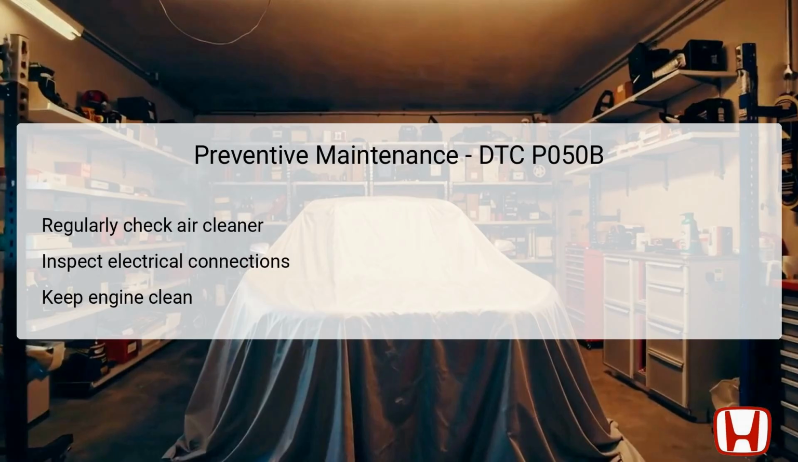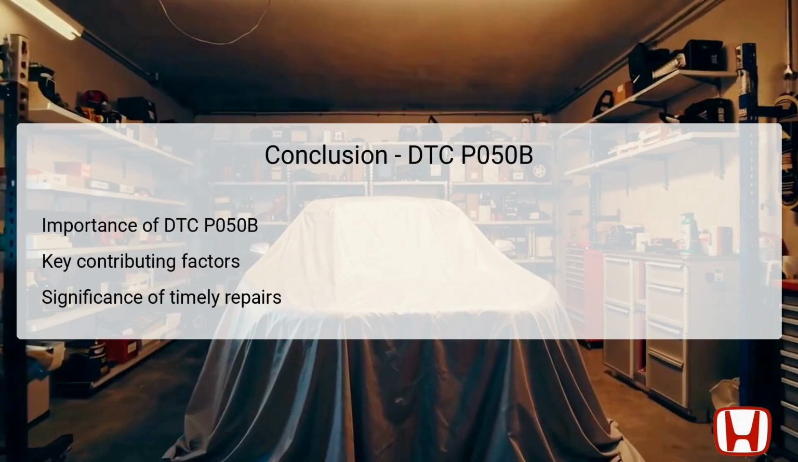In conclusion, understanding DTC P050B is essential in addressing cold start ignition timing control system issues in the Honda Civic models from 2006 to 2011. Notably, key contributing factors include blockages in the intake air duct, the condition of the air cleaner housing and element, as well as the integrity of the CKP sensor and throttle actuator.